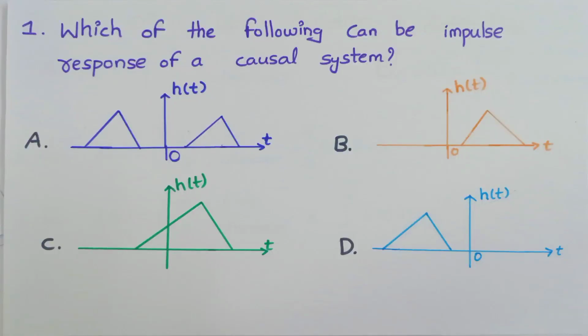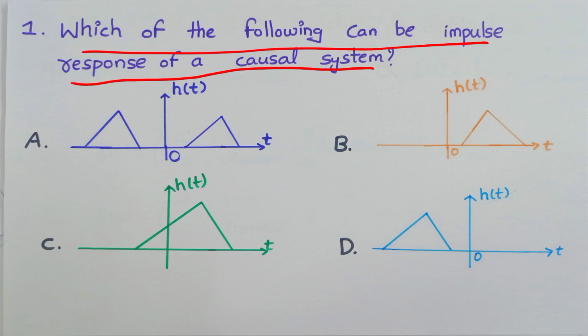Hello friends, in this video I am going to show you the 4 important questions for the GATE 2024 on the subject of signals and systems. These 4 important questions are very useful for the students who are preparing for GATE 2024 and studying in ECE and EEE branches. In that, the first question is, which of the following can be the impulse response of a causal system? Here we need to find the impulse response of a causal system.